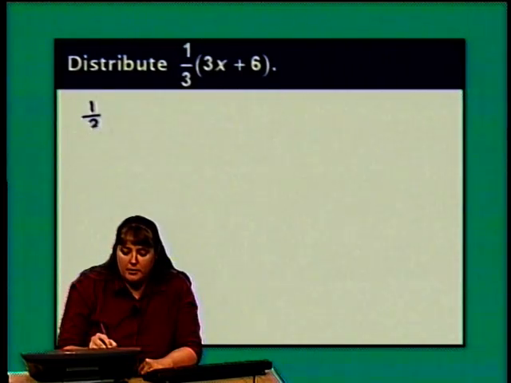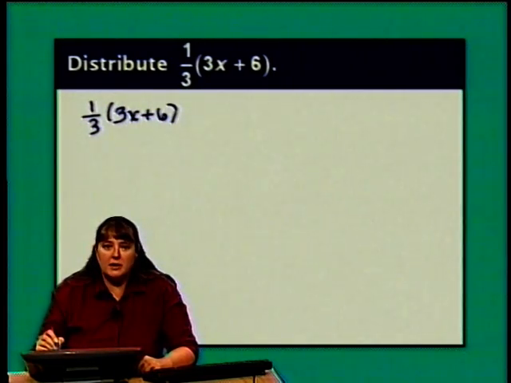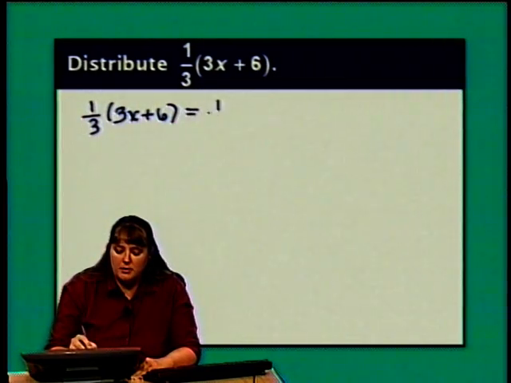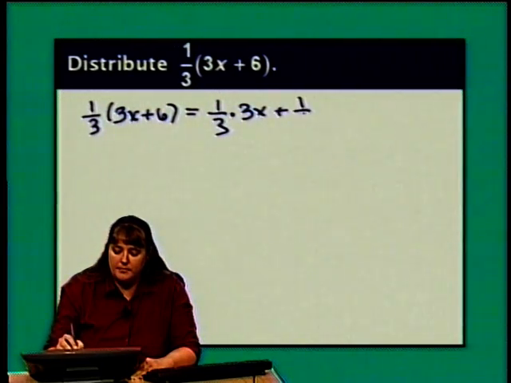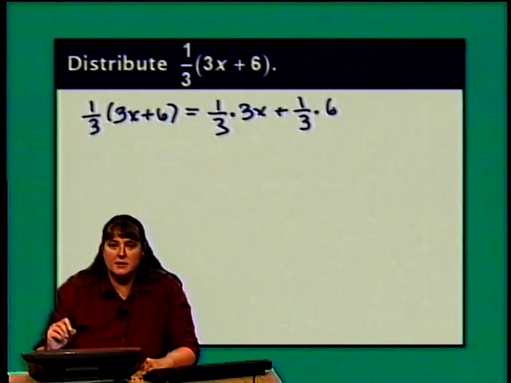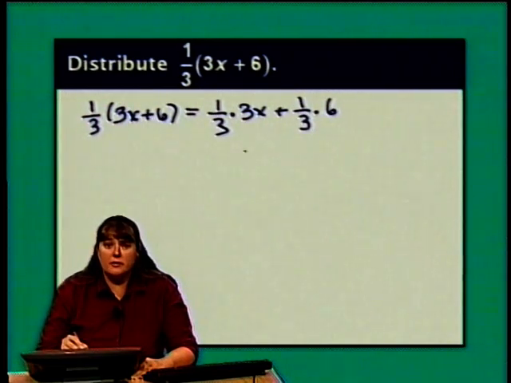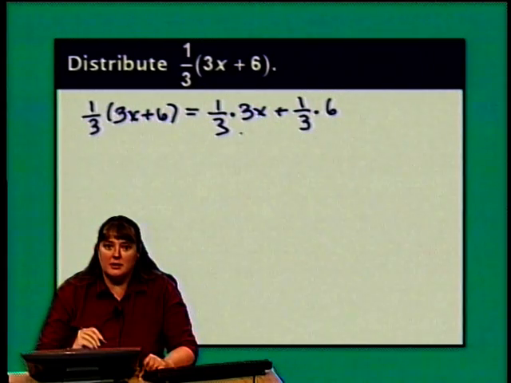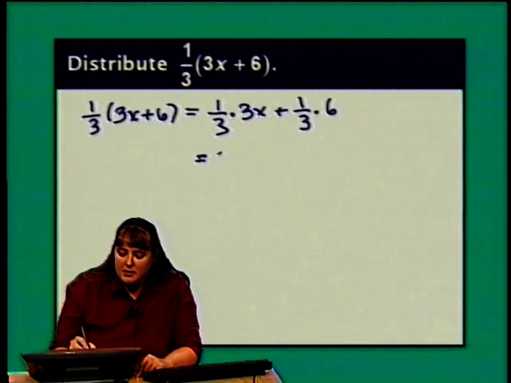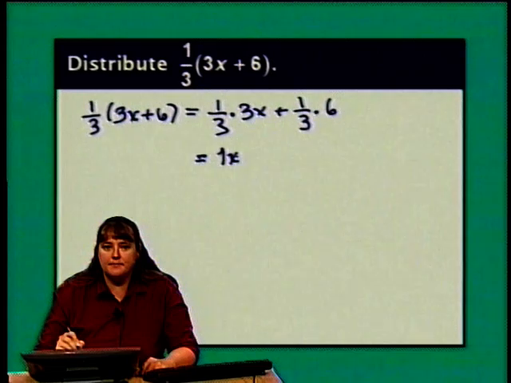Let's try 1/3 times the quantity 3x plus 6. Now I need to distribute the 1/3 to each of the terms in parentheses. So I have 1/3 times 3x plus 1/3 times 6. 1/3 and 3 are multiplicative inverses. When we multiply multiplicative inverses together, we get the multiplicative identity, which is 1. So 1/3 times 3 is 1. So my first term is 1x.